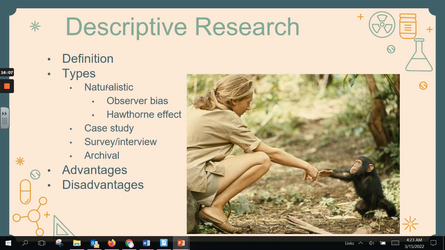Surveys and interviews are when you question a large sample of people and people self-report their behaviors, opinions, and attitudes. So there's some positives. It allows greater collection of data, and it does so cheaply and quickly. But it also has some drawbacks. Not all people are honest.